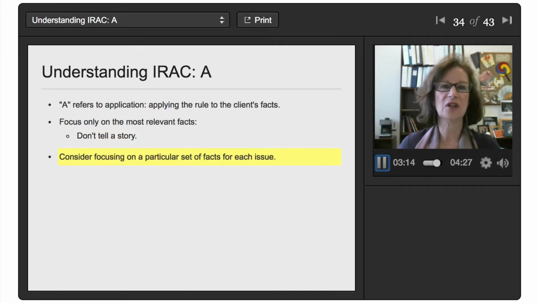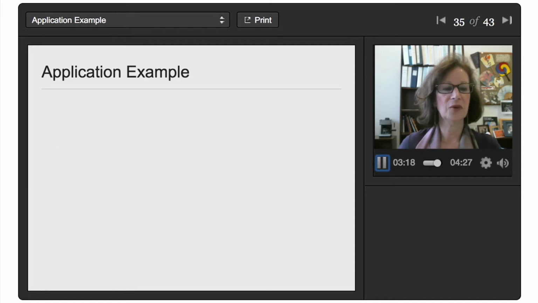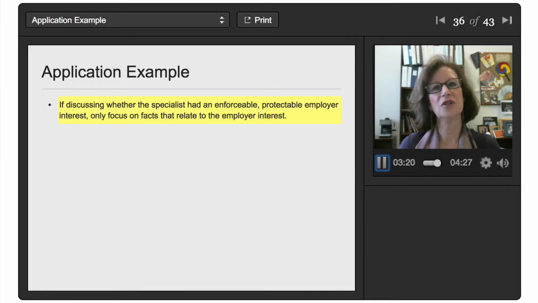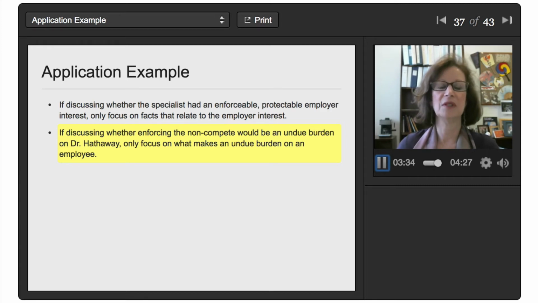You might even focus on a particular set of facts for each issue. So for example, if we were going to focus on whether or not specialists had an enforceable, protectable employer interests, we would only focus on the kinds of facts that relate to the employer interest. If we were instead going to be discussing whether or not enforcement of the covenant would be an undue burden on Dr. Hathaway, we would be discussing facts related to what makes an undue burden on an employee.